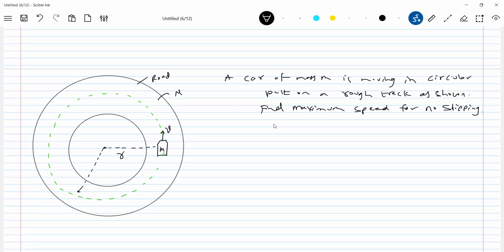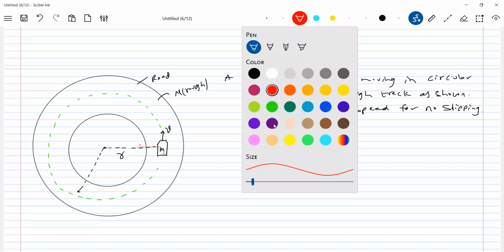Circular path if there's a smooth road? No, not possible. So it must be rough here. Now the question comes, as it is moving in a circular path, who will provide the required centripetal force? The friction only. The friction provides the required centripetal force.